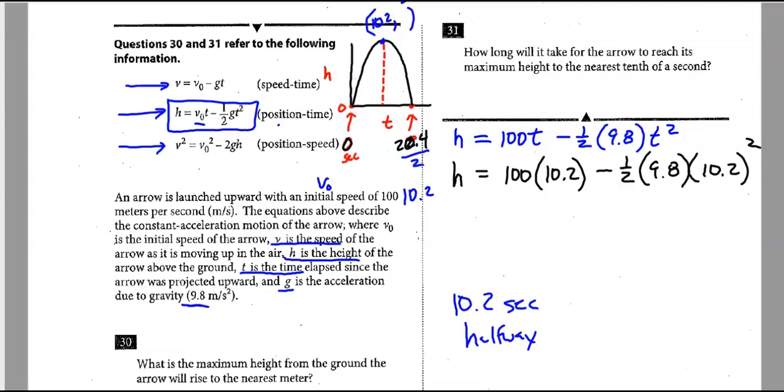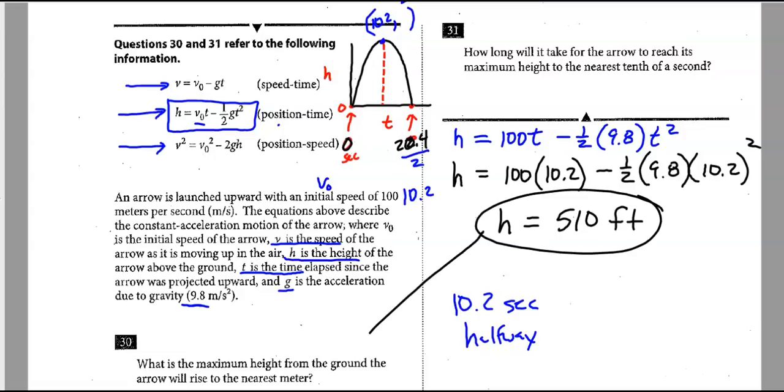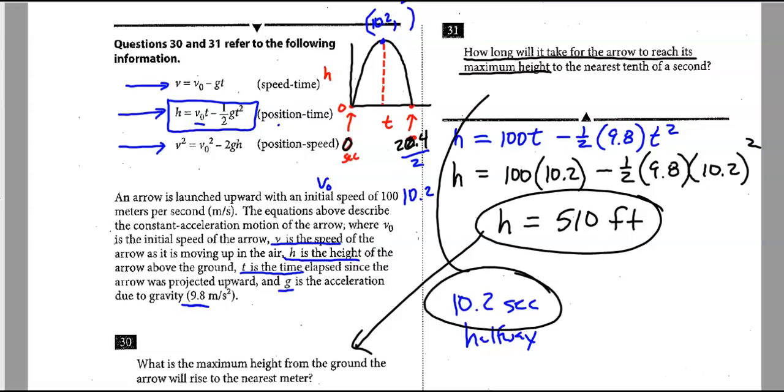And I put all this into the calculator, and it looks like I got a height of 510 feet. So that would be the correct answer for number 30. I've already answered number 31. Number 31 says, how long will it take for the arrow to reach its maximum height? Well, that's going to be right here at 10.2 seconds. So that was kind of a 2-for-1 special.